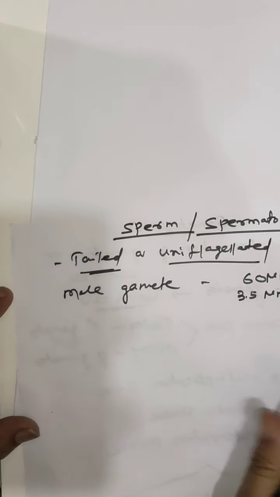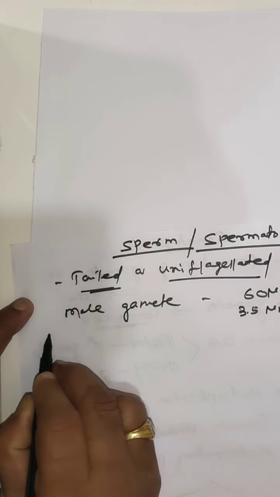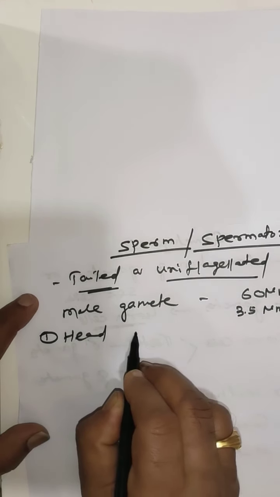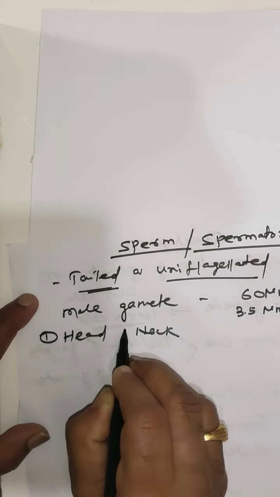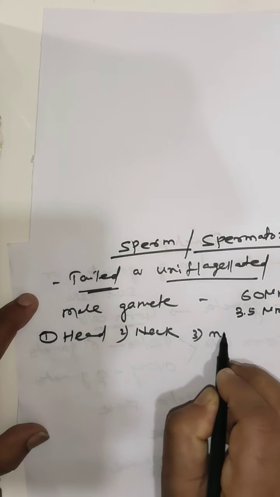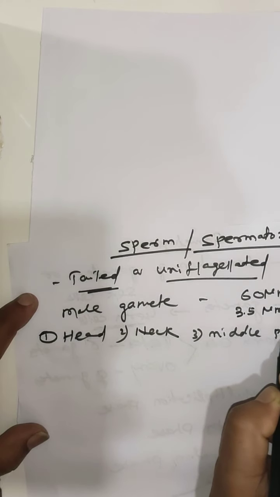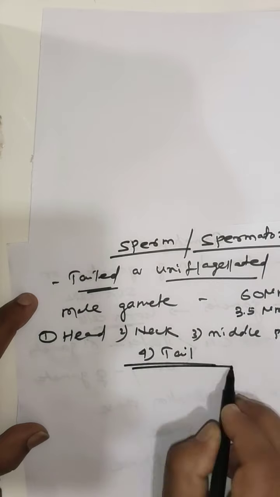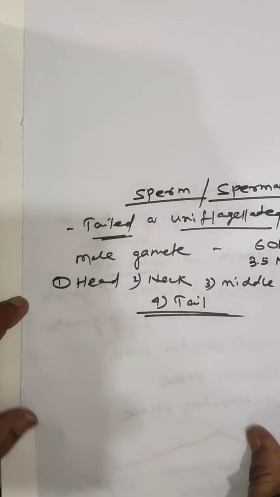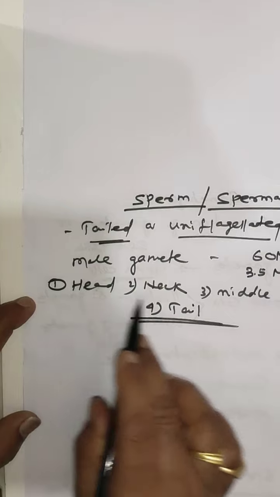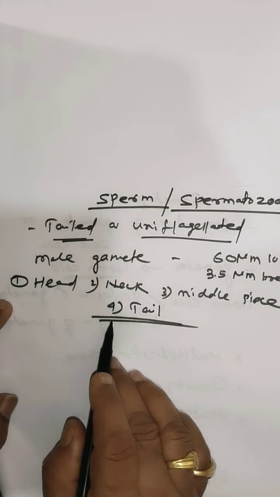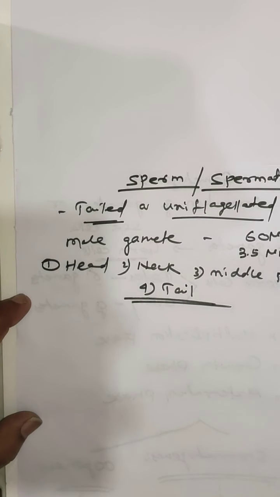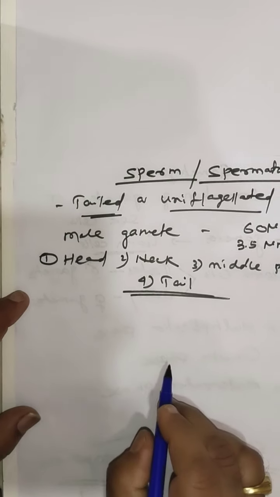A sperm consists of four parts. Number one is the head, second is the neck, third is the middle piece, and fourth is the tail. Clear? A sperm consists of four parts: head, neck, middle piece, and tail. Next we'll study the detailed structure of sperm.